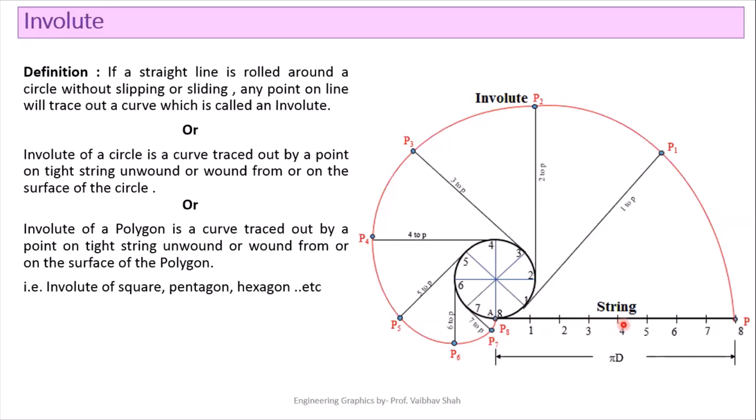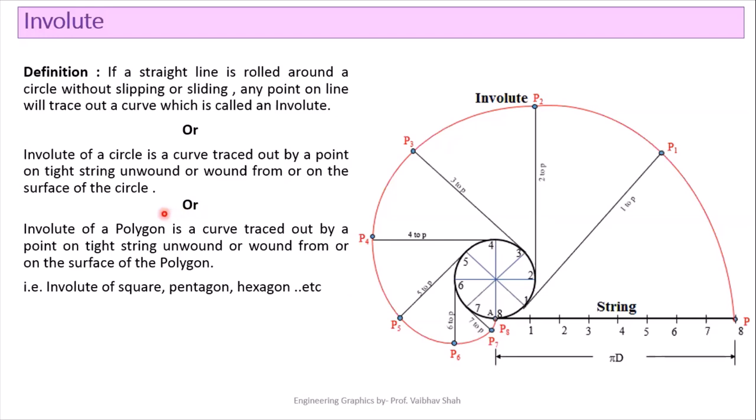Let us suppose this is your string. As you wind this string, its length gets wound on this circle, so you will have a lesser length of string in each rotation, and finally you will have the string completely wound around this circle at this point. So you have the starting point of your curve at this point P, which shows the maximum length of the string, and at the end we have a point on the circle because your string is now completely wound around the circle.